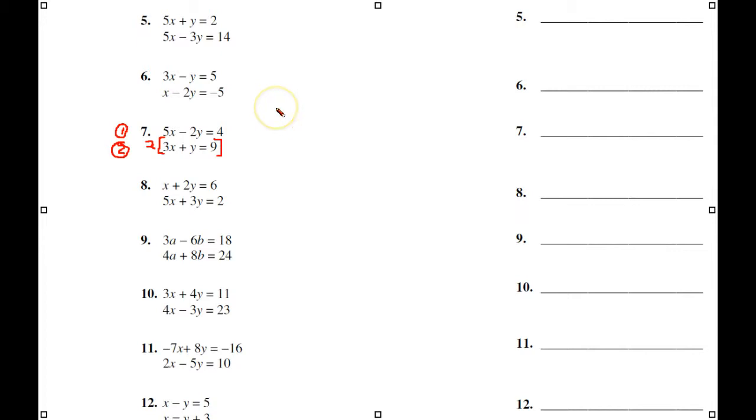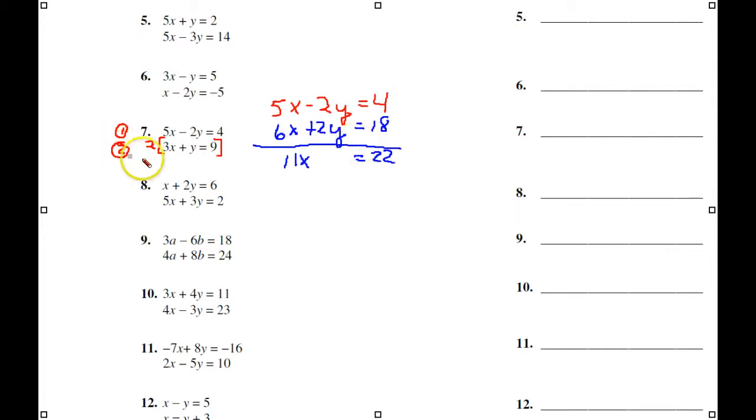So, as I rewrite, notice there I didn't have to change any signs. Just multiply each term by 2. It gave me this. Now, these cancel out, which is what I was looking for. Add this up, I get 11x, 22, x will equal 2. So for number 7, I have x equals 2, and I have the right letter, 2.